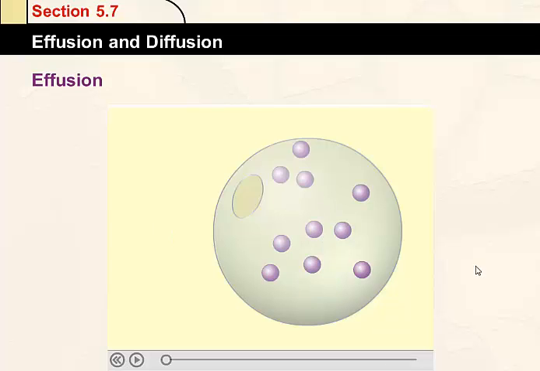I totally agree with everything she said. And we'll look at the equation for that in a tiny bit. Now let's hear about diffusion.